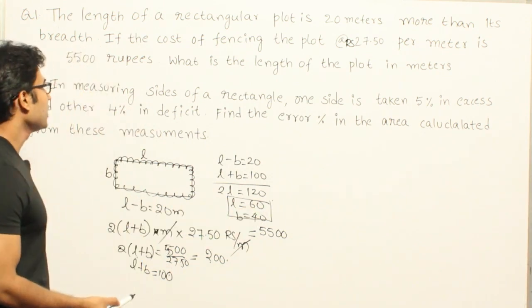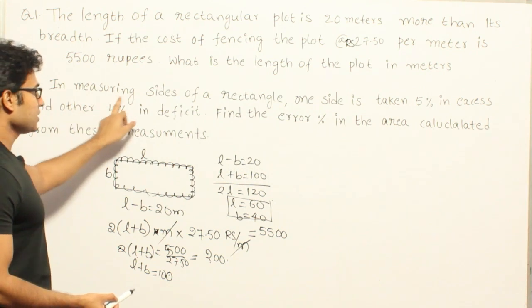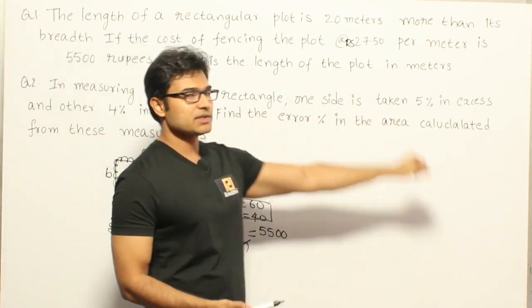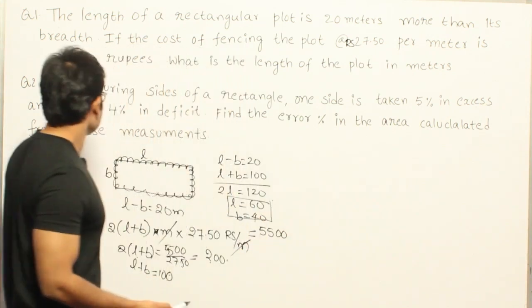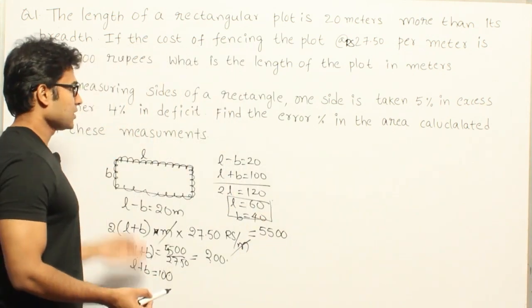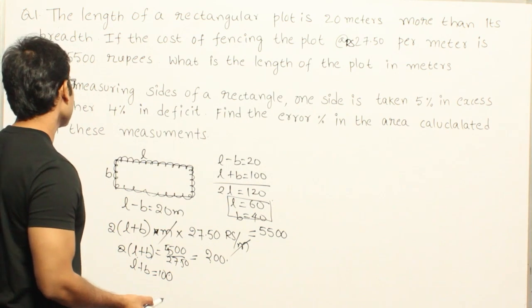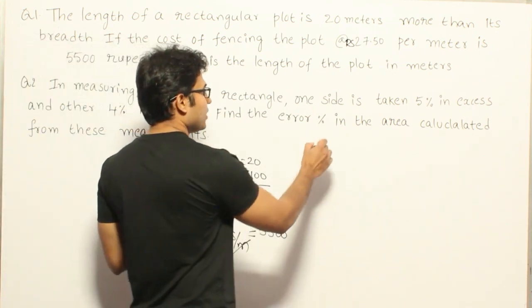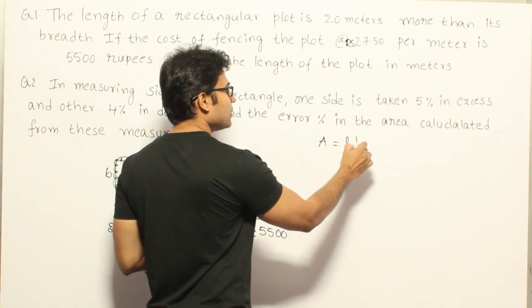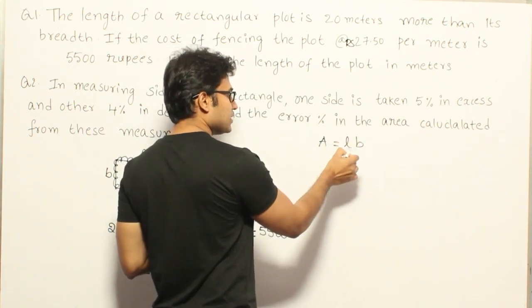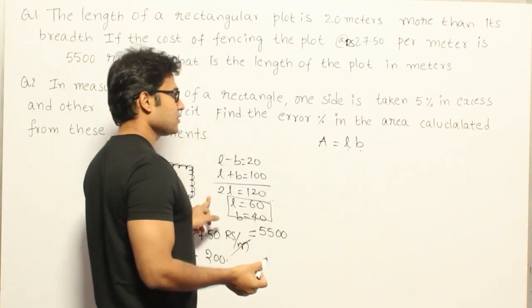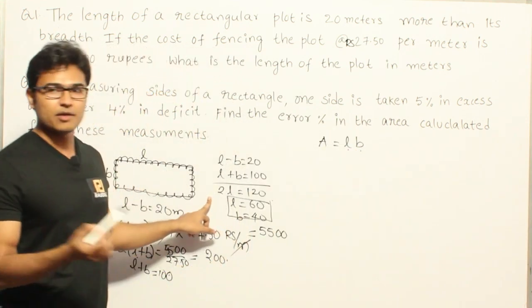Got it? And now the next one is, in measuring the sides of a rectangle, one side is taken as 5% in excess and the other side is taken as 4% in deficit. Then find the error percent in the area calculated from these measures. So now they are saying that area is, we know, L into B. While measuring it, this is measured wrong and this is measured wrong.